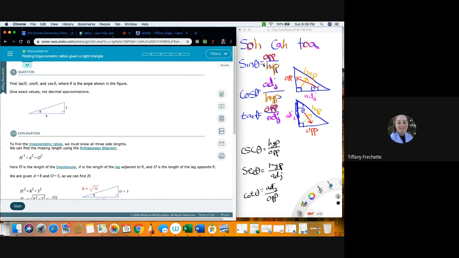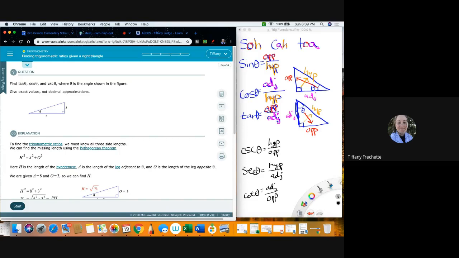So if we have sine and we flip it over, so instead of opposite over hypotenuse, we do hypotenuse over opposite, we have cosecant. So it's kind of the inverse of sine. It's upside down. And then we have cosine, which is adjacent over hypotenuse. So again, if I flip it over and I go hypotenuse over adjacent, then I have secant. So again, that's upside down. It's the inverse of cosine.